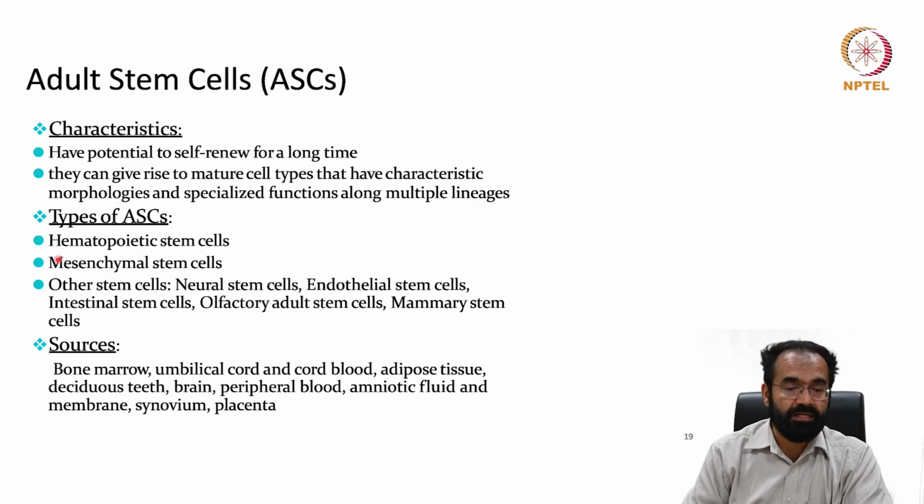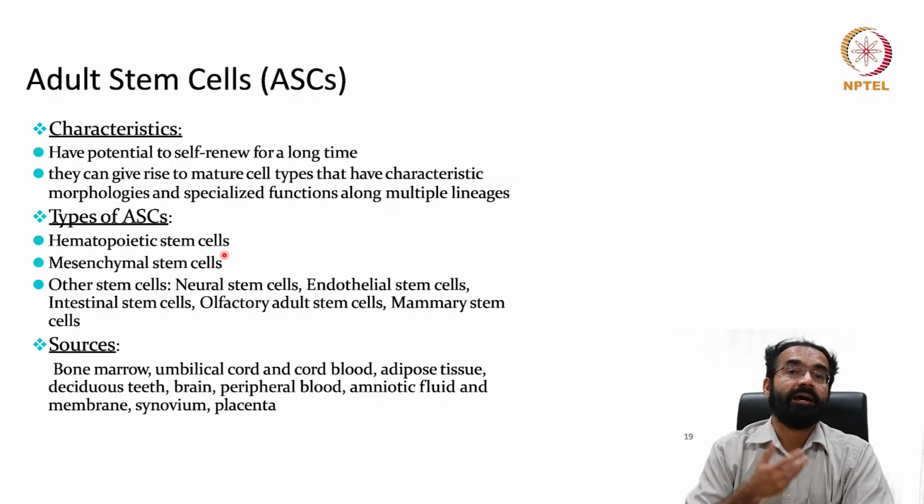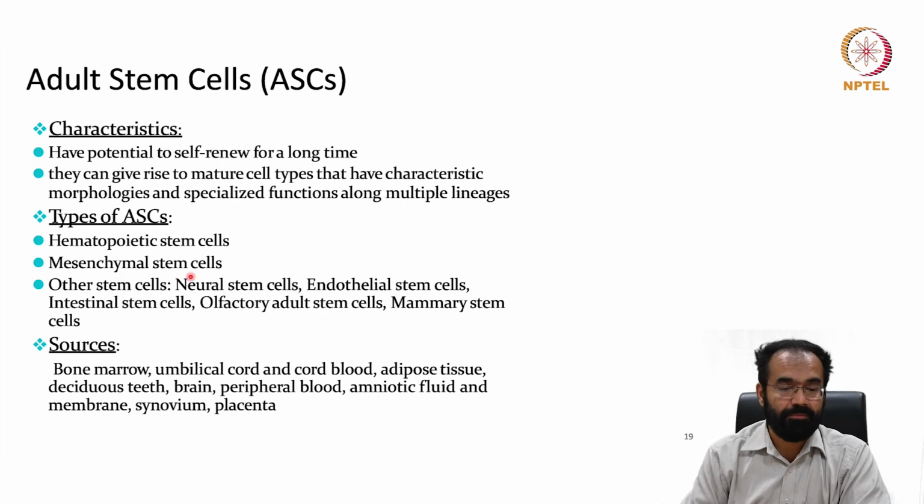Types of adult stem cell include hematopoietic stem cells, because your RBC lives only for 4 months and they have to be constantly replaced. WBC all have a short lifespan, they have to be constantly replaced, and that's why in old age sometimes your RBC number decreases, WBC number decreases, because the same bone marrow is not producing as fast as it was in your young age. Then there are mesenchymal stem cell, and other stem cells such as neural stem cell, endothelial stem cell, intestinal stem cell, olfactory adult stem cell, mammary stem cell. And the sources or locations include bone marrow, umbilical cord, and cord blood.